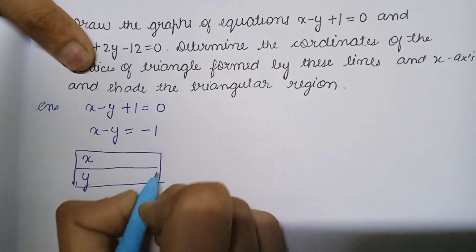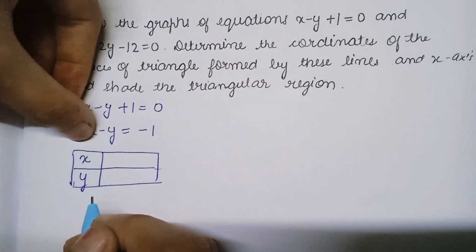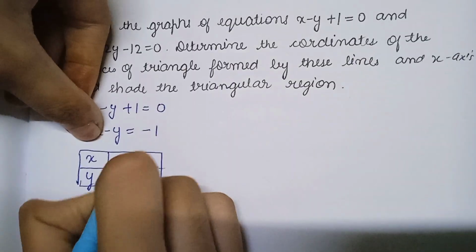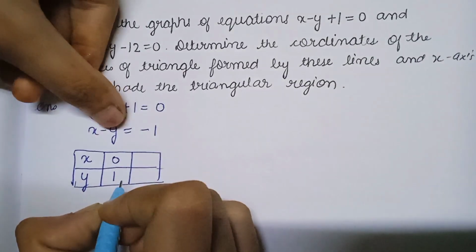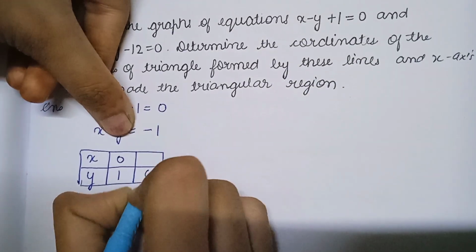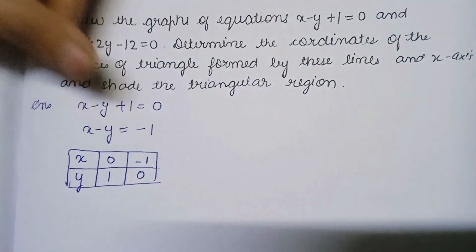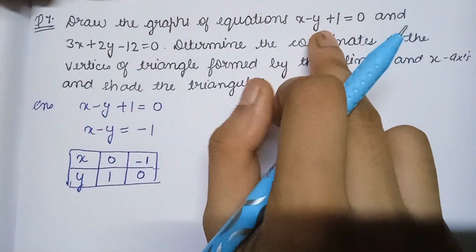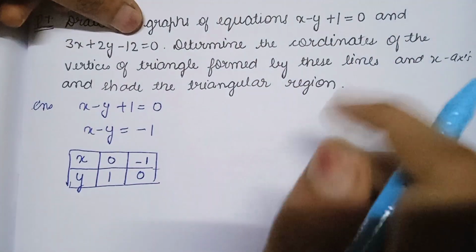So इसके लिए मैंने एक ट्रिक बता रखी है आपको. जब हम x को 0 पुट करेंगे, when we put x is equal to 0, then we get the value of y as 1, and on putting the value of y as 0, we get the value of x as minus 1. So we got the points for this equation. Now we will repeat the steps again for the second equation as well.